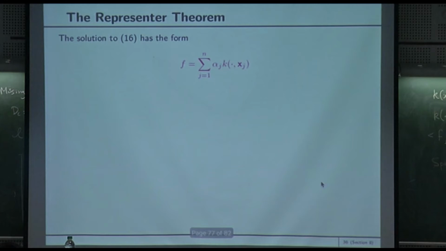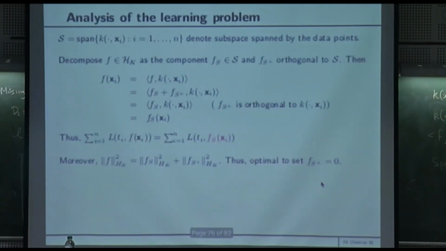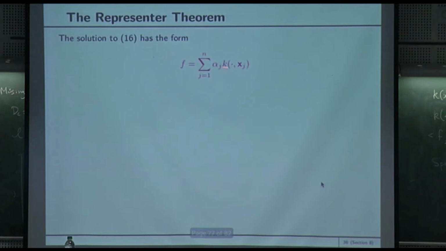If I look at the optimal solution of this problem, let's go back here. The optimal solution of this problem would look like f_s(x_i), which is some projection onto that span. And if that is the case, then the optimal solution would look like this: take all the data points x_j, take a linear combination of them. Therefore the optimal solution would always look like that. And this is something called a representer theorem, which says that I took an infinite dimensional problem and reduced it to a finite dimensional problem.